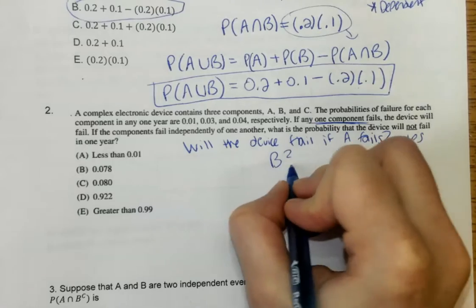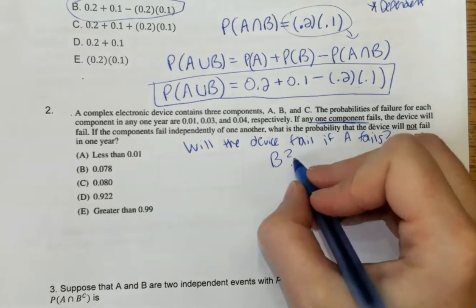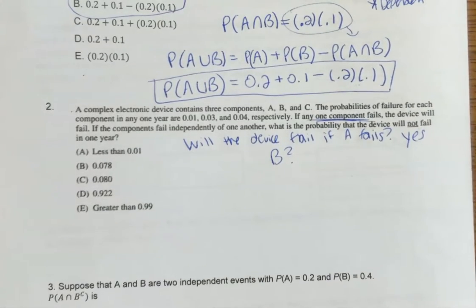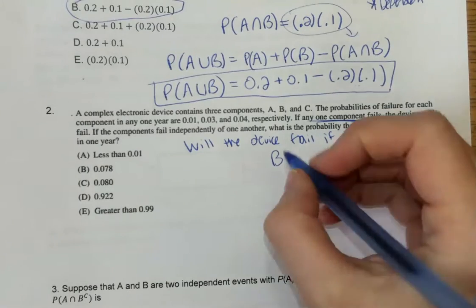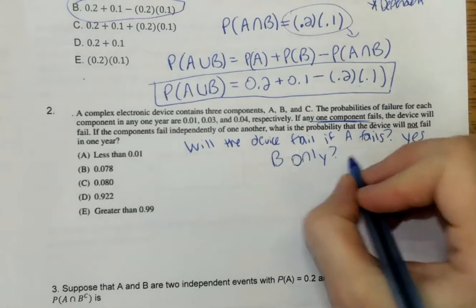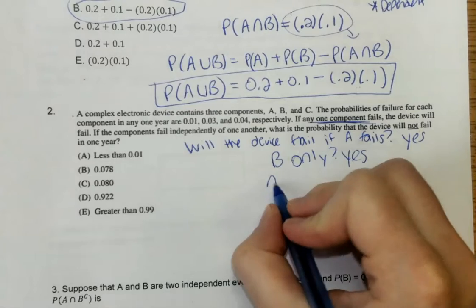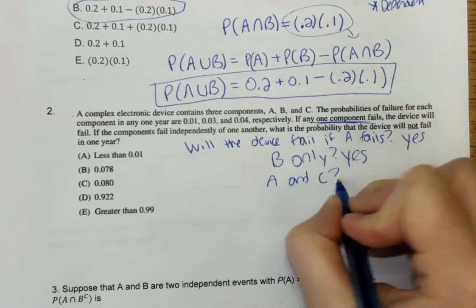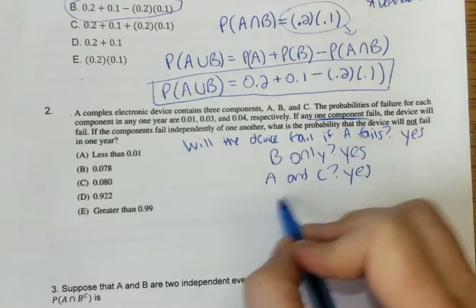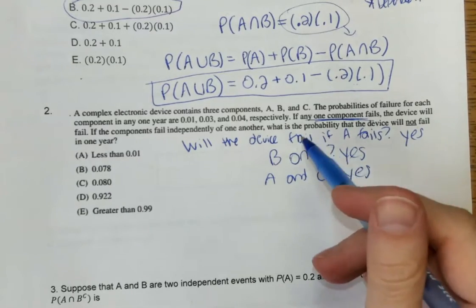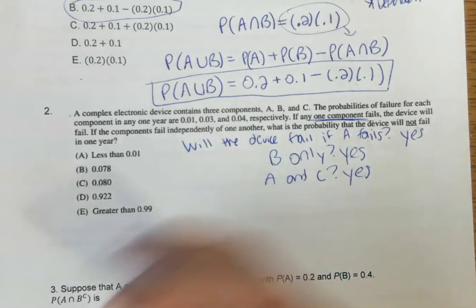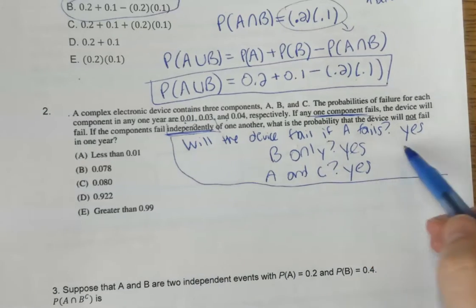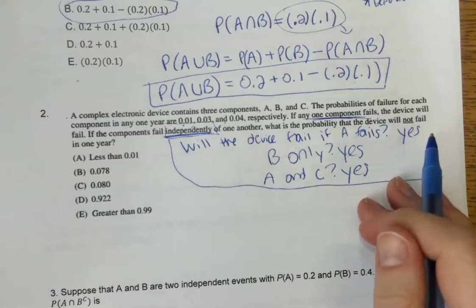So what if B fails? Will it fail? B only. Sorry, one second. What if B only fails? Yes, it will fail. What if A and C fail? Yes, it'll still fail. All of these situations lead to the same outcome. If any one of them or any combination, as long as one of them is failing, the whole thing is failing. That will help us understand what the question's actually asking us for, right?